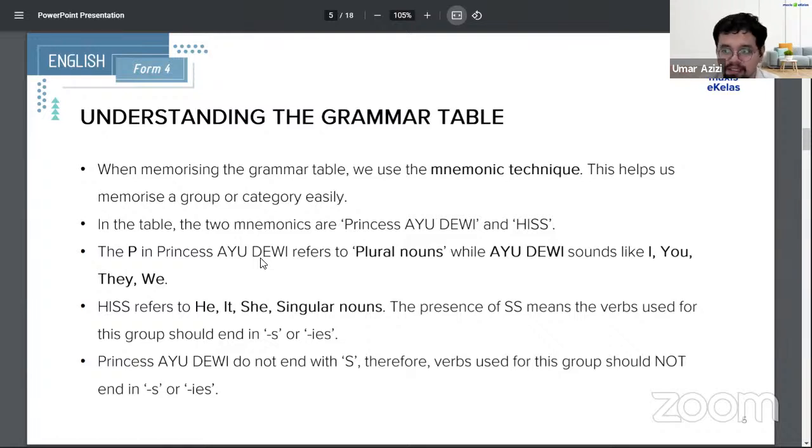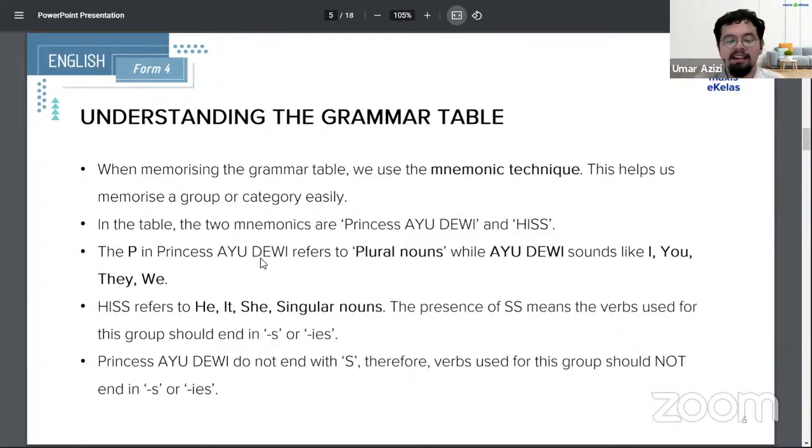So to memorize this grammar table for present tense, we use Princess Ayu Dewi. P is plural nouns. Ayu Dewi is I, you, they, and we. Okay. For HISS: he, it, she, singular nouns. Take the first letter of every word. He, it, she, singular nouns. The presence of SS means the verbs used for this group should end in either S or IES.